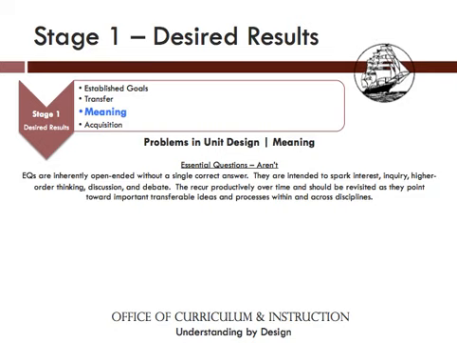They recur productively over time, and they should be revisited as they point towards the important transferable ideas and processes within and across disciplines, going back to that last facet. As we mentioned earlier, we'll be looking at an example of Stage 1 very shortly, and we'll be seeing how some of these essential questions can be written and how they can help to drive instruction forward.